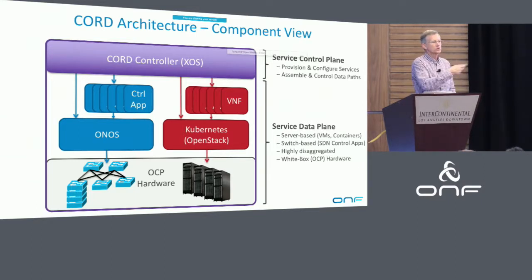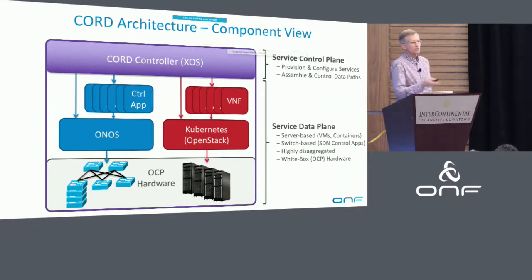And so what the CORD controller does, and XOS is the implementation of the CORD controller, is it layers a service plane, a control plane, but now we're talking about a service control plane, not a network control plane, on top of the service data plane. And that's the place that you then provision those boxes running below, and you control them as they're running. And it actually can play a role in assembling all the little bits and pieces together to give you the end-to-end data path that packets flow over.